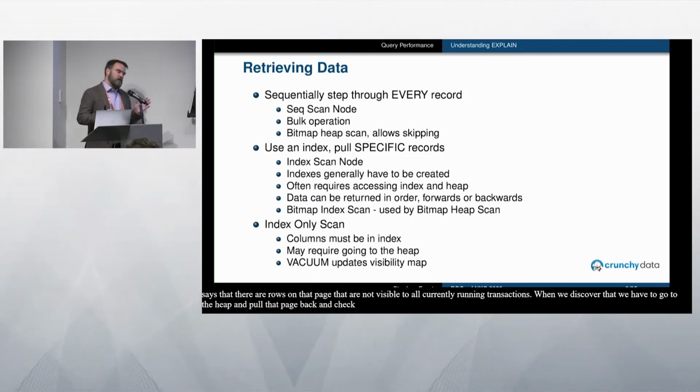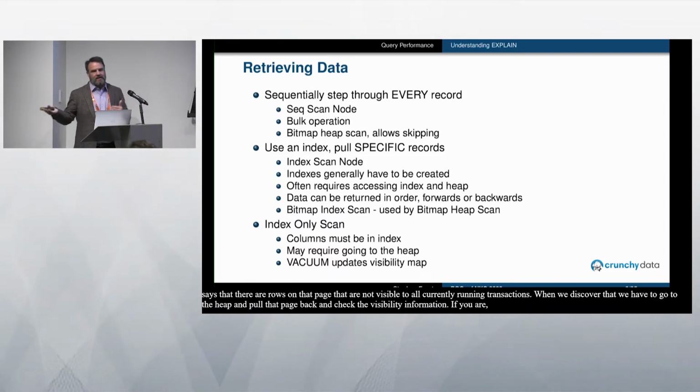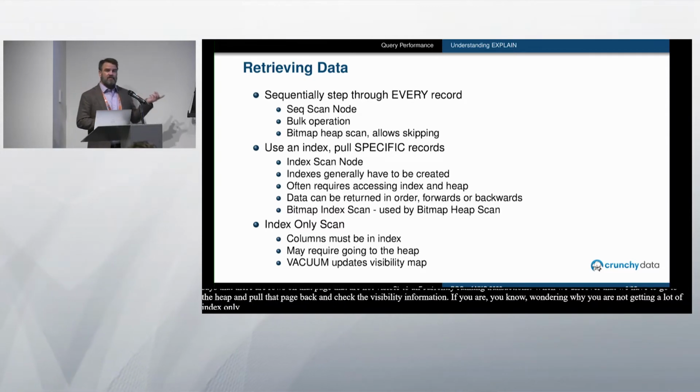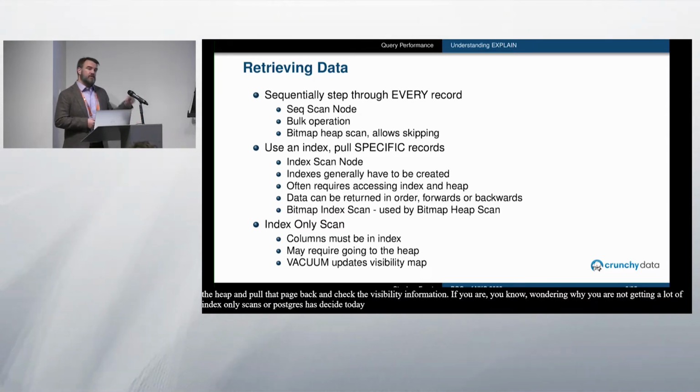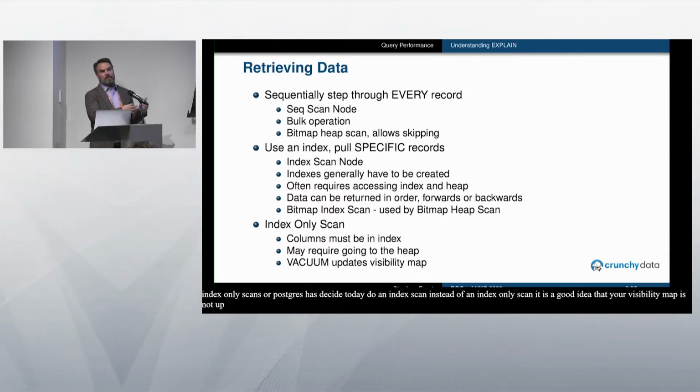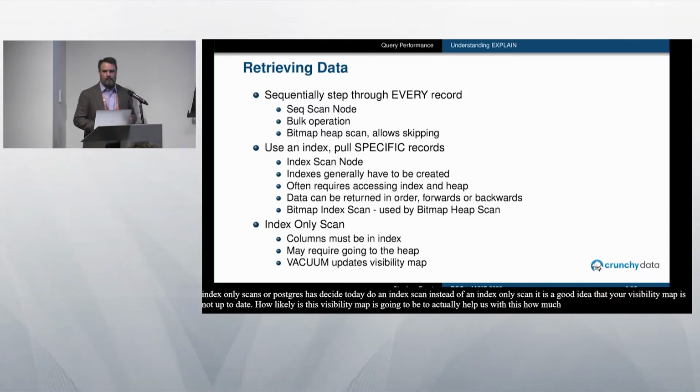So if you're wondering why you're not getting a lot of index-only scans, or Postgres has decided to do an index scan instead of an index-only scan, it's a good possibility your visibility map is not up to date. Because we'll actually look at the visibility map and ask, how likely is it to actually help us with this? So how much of the visibility map is saying everything is all visible to us?